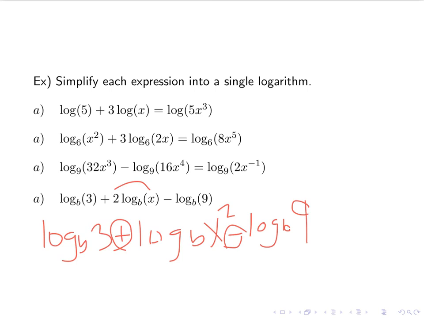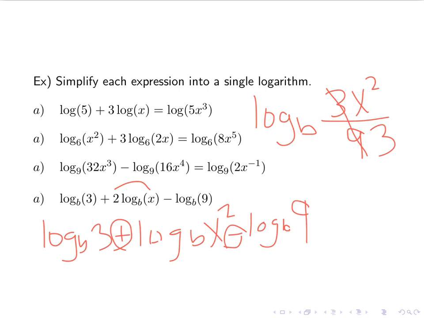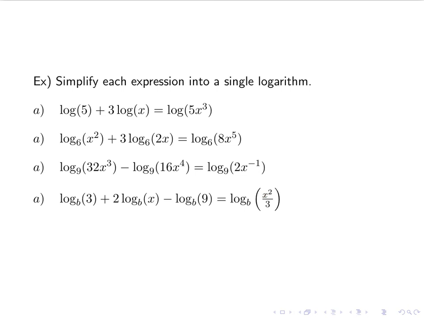So I'm going to put those together. Log base b, 3 times x squared, because those are the two I'm adding, dividing by 9 because that's the one I'm subtracting, and again I'm going to simplify that. 3 over 9 is 1 over 3. So I have log base b of x squared over 3.